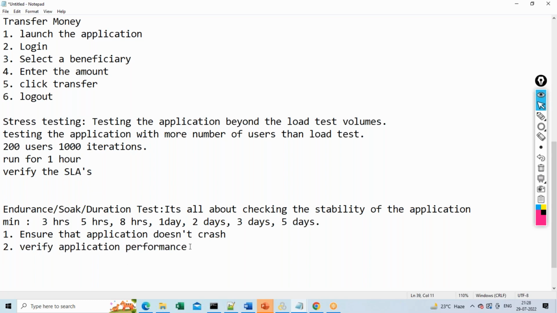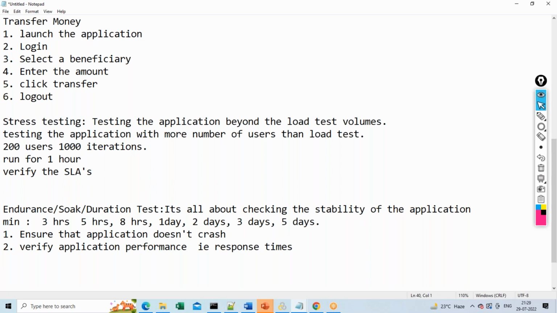When you say verify application performance, that means response times. Why we have to verify response times here is, let's say you're running a test for 5 hours. In the first 1 hour, you got very good response times, like only 1 second or half a second. But after running for 2 or 3 hours, you saw that response times increased, like 5 seconds, 8 seconds, 7 seconds. And after running for 4 hours, you got 10 seconds, 12 seconds. That means performance kept on degrading. There is a performance degradation here. To identify those kinds of performance degradation issues, we run this endurance test also.